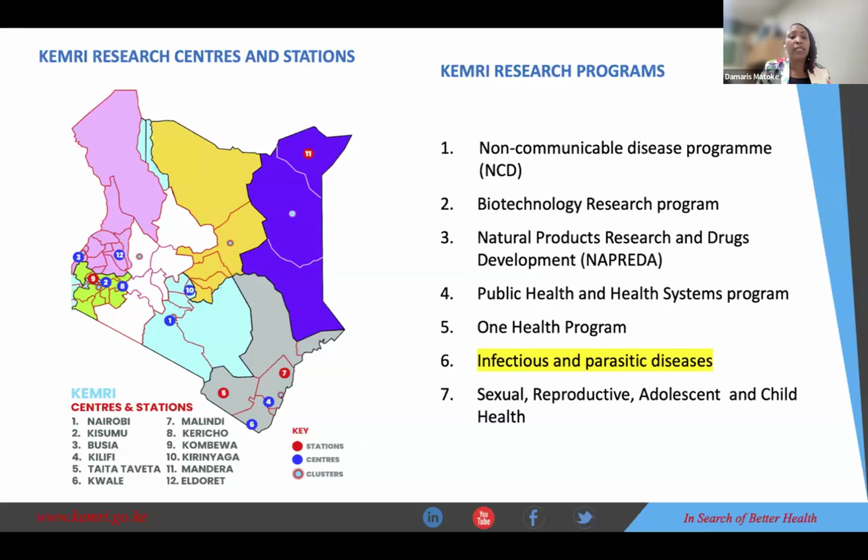So we are strategically placed in the country to be able to address issues to do with malaria and other diseases. The Institute runs within 7 programmatic areas, which cut across non-communicable diseases and biotechnology research. We have a program that looks at natural products research and drug development. The other one is public health and health systems. There's a One Health program. There's infectious and parasitic diseases, where malaria falls under. And also there's a program that considers sexual, reproductive, adolescent, and child health.